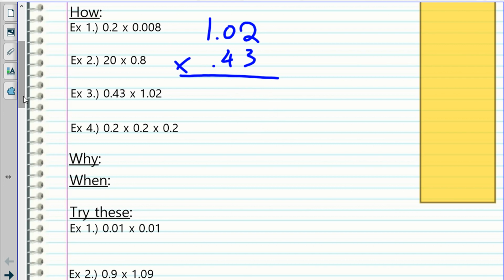So here we have 3 times 2, that's 6. 3 times 0, that's 0. 3 times 1 is 3. Add a 0. 4 times 2 is 8.